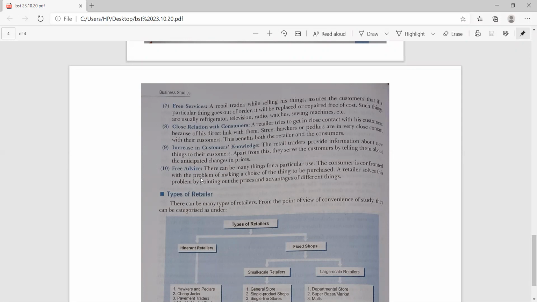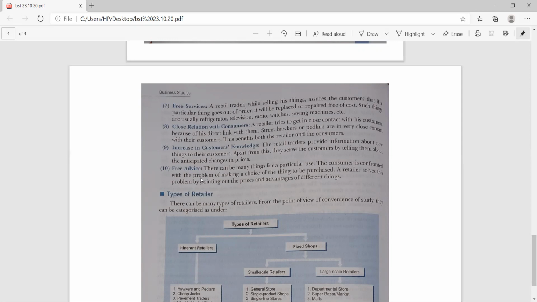Free advice. There can be many things for a particular use. If the consumer is confronted with the problem of choosing the things to be purchased, a retailer solves this problem by pointing out the prices and advantages of different things.